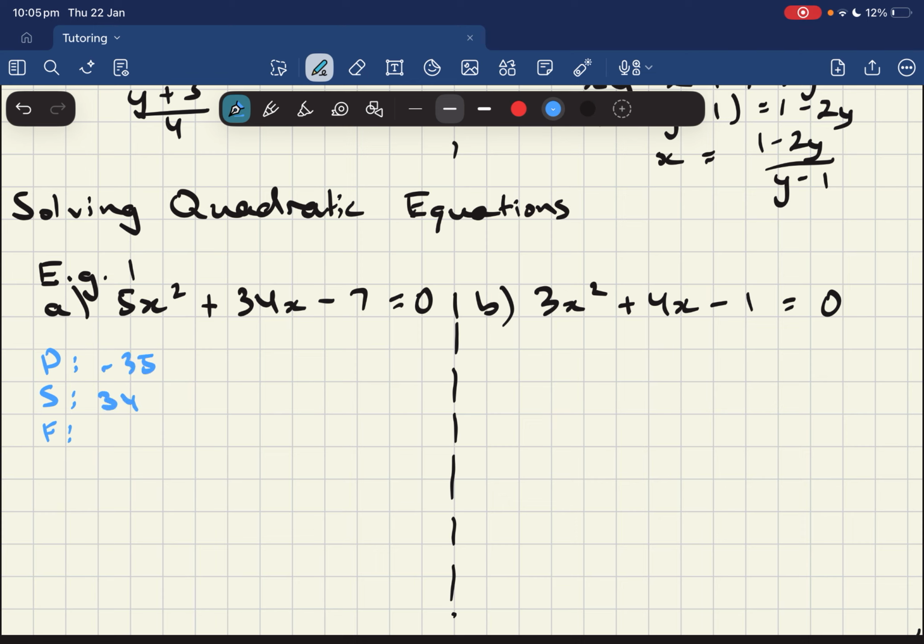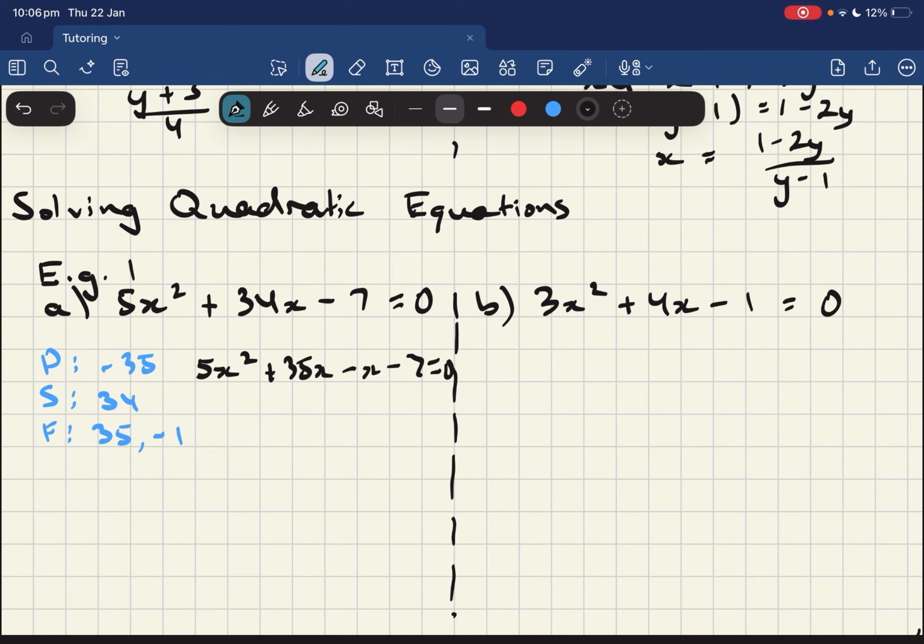So those two factors, I have positive 35 and negative 1. Now, in order to factorize this, I can now rewrite this as 5x squared plus 35x minus x minus 7 equals 0.